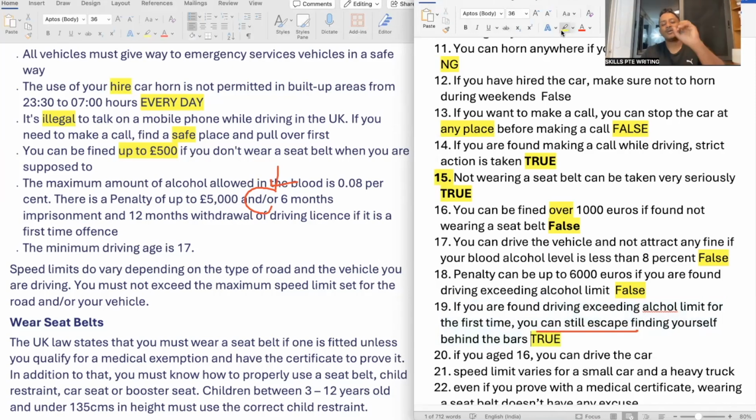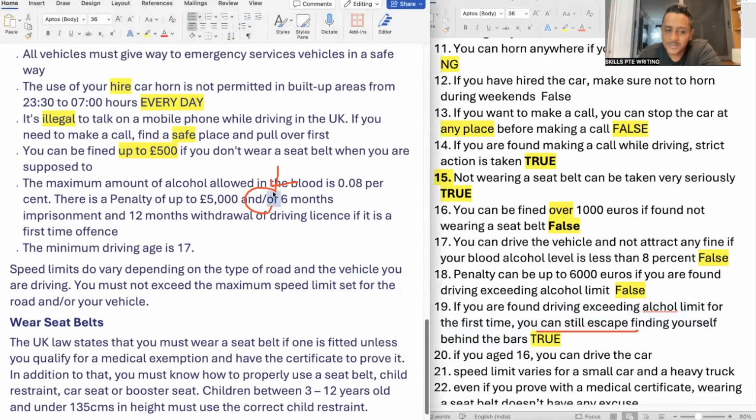You can escape or not, you can escape. How much you have to pay, that's secondary. There is a possibility to escape from being jailed, because and/or is what is written here. If you consider and, you cannot escape. But or is also written, slash or. So in some cases, correct? If the alcohol limit is a little more, probably they ask you to pay 5,000 and go. If, like Sharon told, it is 8%, then no escape. So and/or, sometimes it will be taken lightly. True is the correct answer for this. You can still escape. Yes, you can escape.